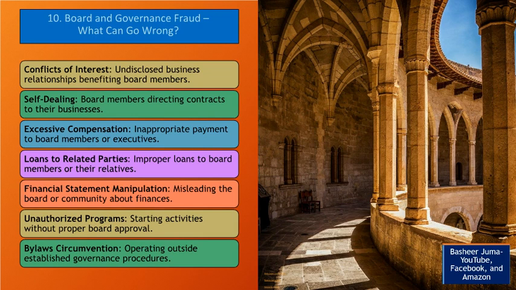Loans to related parties. Improper loans to board members or their relatives. Financial statement manipulation. Misleading the board or community about finances. Unauthorized programs. Starting activities without proper board approval. Bylaws circumvention. Operating outside established governance procedures.